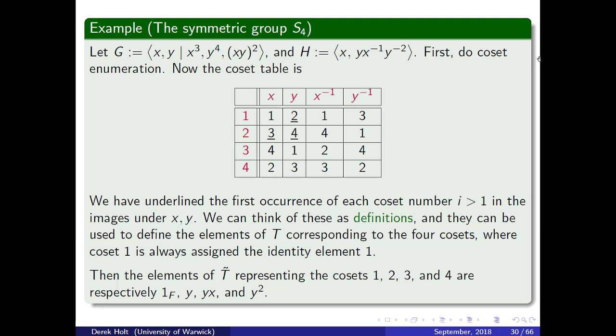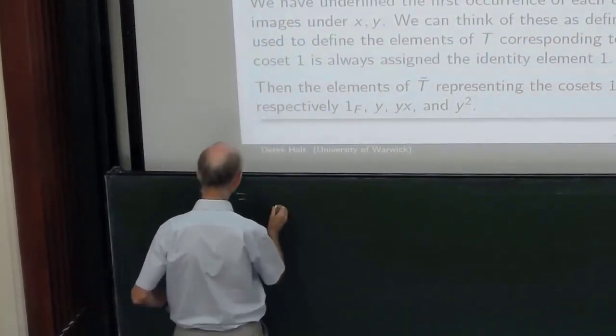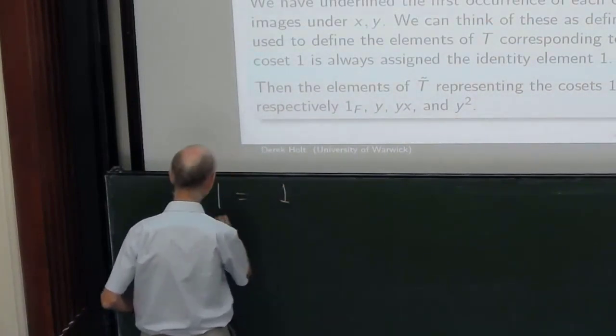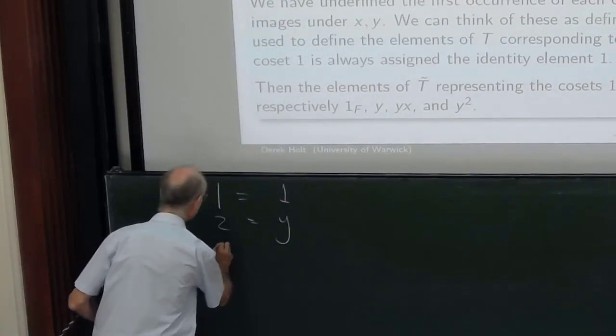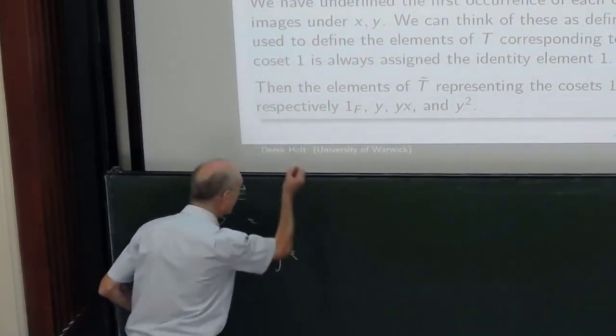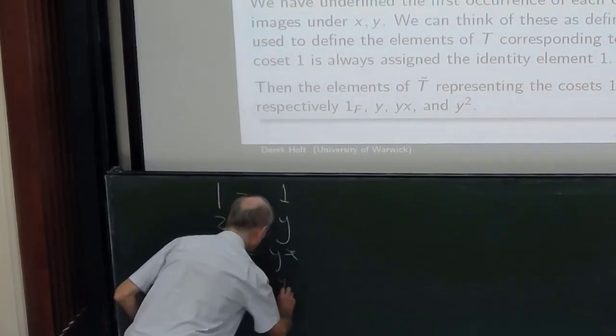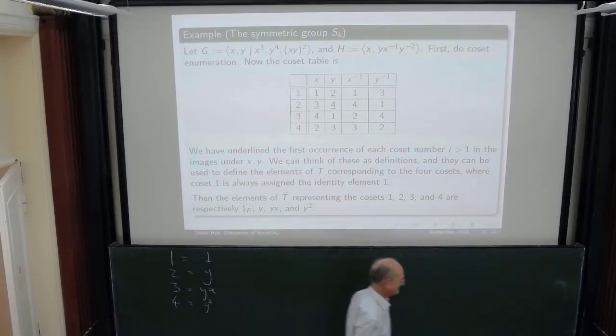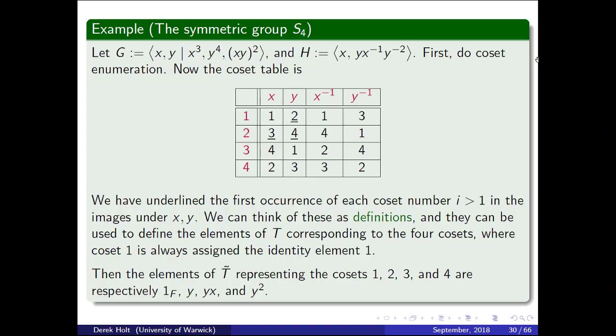So at least this is in fact what we've got. Let me just write these up. These are the coset representatives. 1 is 1, 2 is y, 3 is yx, and 4 is y squared. So that's our Schreier transversal, and you can see it's prefix closed. We've got yx, and therefore we must have y. By doing the definitions in a sensible order, it comes out that way. That's the set of transversal elements.